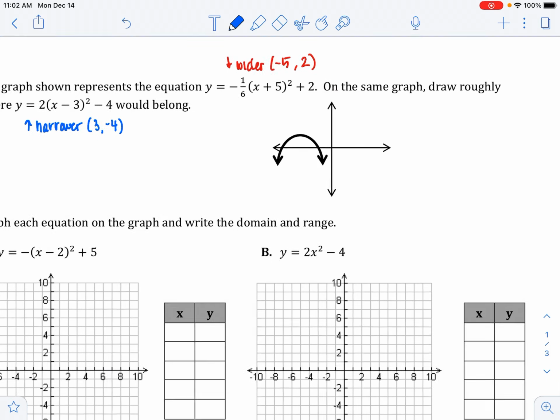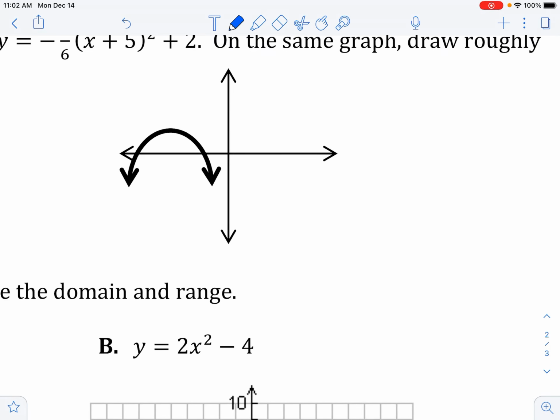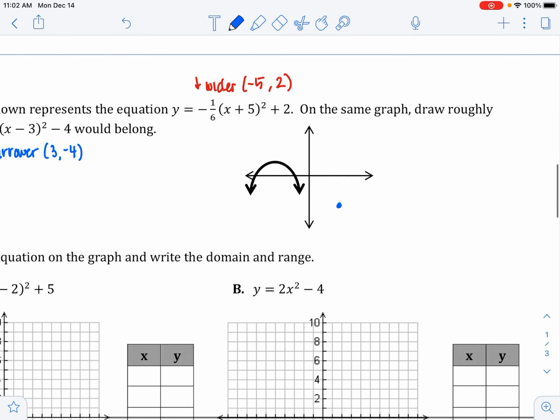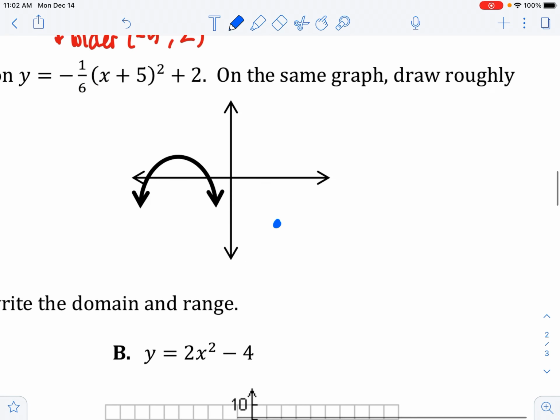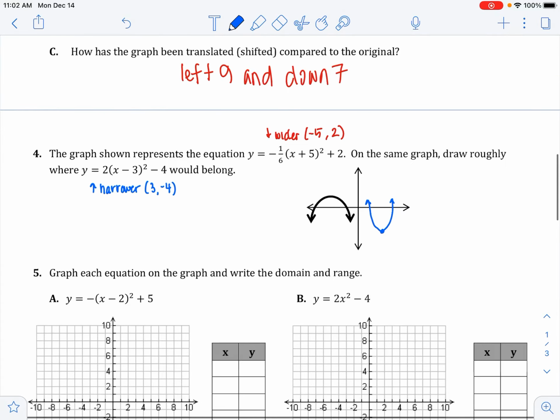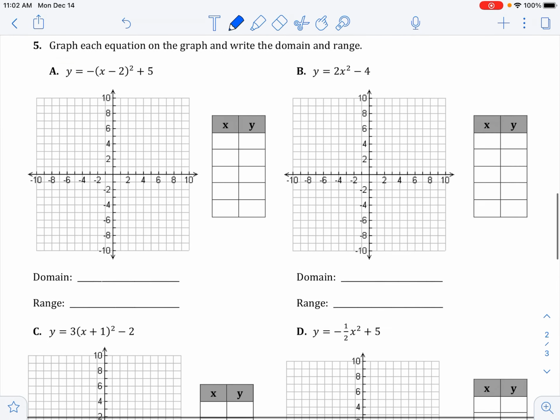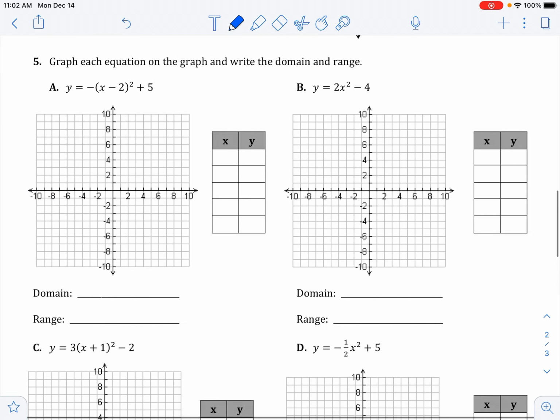So I have to make sure I draw my vertex in the right quadrant. So I'm going to go right 3, down 4. So it has to be somewhere over here. Okay? Right 3, down 4. Next, I said that I wanted it narrower and upward facing. So I want it to be thinner than that graph, and I want it to be facing upward, like so.